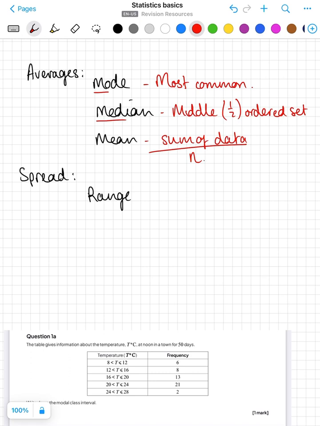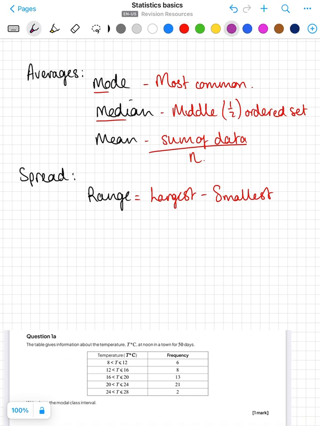These three different types, mode, median, and mean, are types of averages, and they give us a really good idea about a general trend of a large set of data, so you don't need to individually look at every single piece of data. Measures of spread, so how spread out or how consistent your data is. We have the range. The range is the largest value in your set minus the smallest value in your set. The smaller the range, the more consistent and close together your data is.